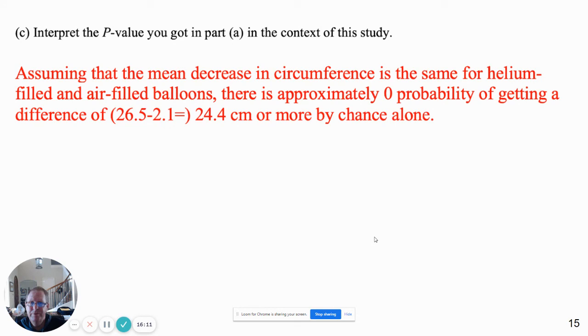Assuming that the mean decrease in circumference is the same for the helium-filled and air-filled balloons, that is basically saying assume the null hypothesis is true, there is approximately 0 probability of getting a difference in samples, that is 26.5 minus 2.1, equal to 24.4 centimeters or more by chance alone. That is my interpretation of a p-value in this instance.